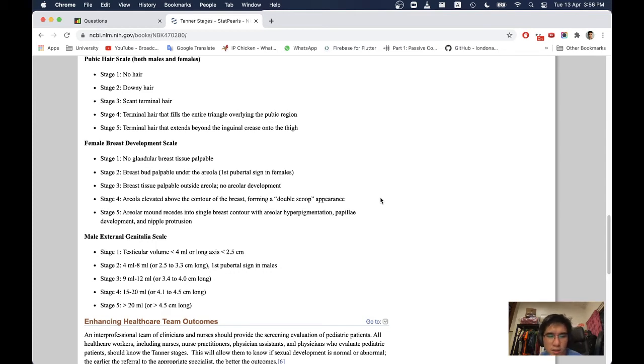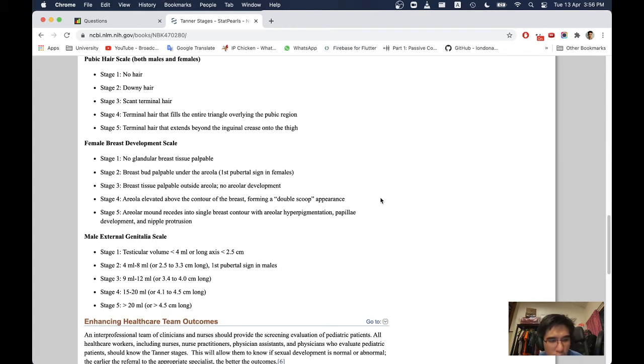Male external genitalia scale. Stage 1, testicular volume less than 4 ml or long axis less than 2.5 cm. Then stage 2, 4 ml to 8 ml or 2.5 to 3.3 cm long. We're talking about the testicle or the penis? No, testicles, because you're measuring in ml and then you bracket in cm. So ml is the main one, 4 to 8 ml. First pubertal sign in males.